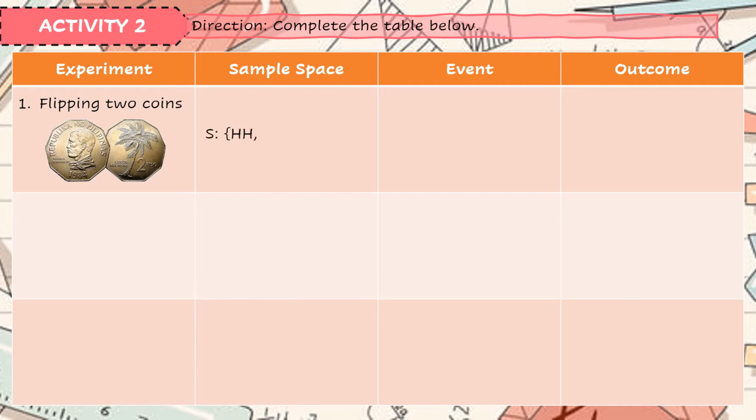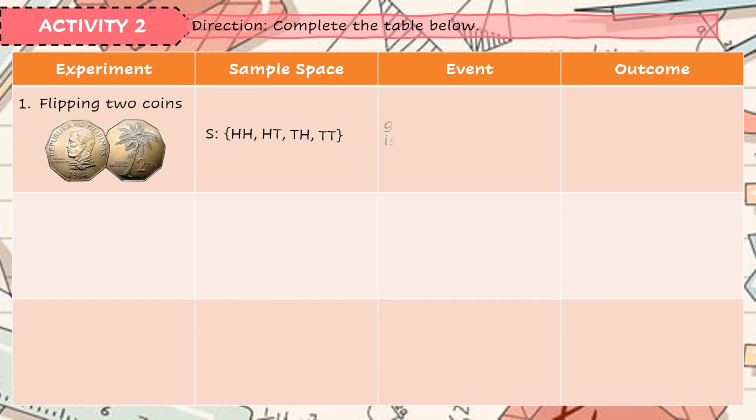Unang-una, pwedeng pag-flip ko ng coin, parehong head ang lumabas. Pwede rin namang head ang first coin, tail ang second coin. And then, pwede ring tail ang first coin, head ang second coin. And lastly, pwede rin naman silang parehong tail. So, these are the sample space of flipping two coins.